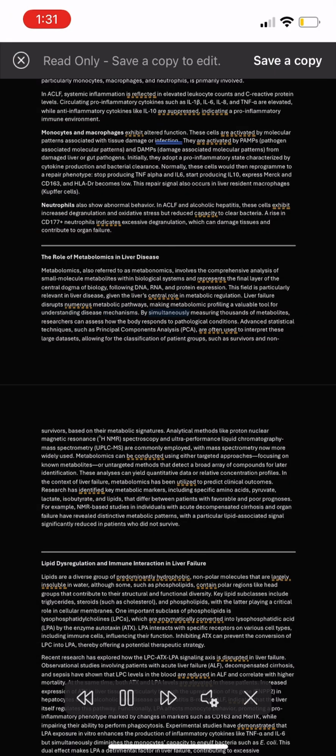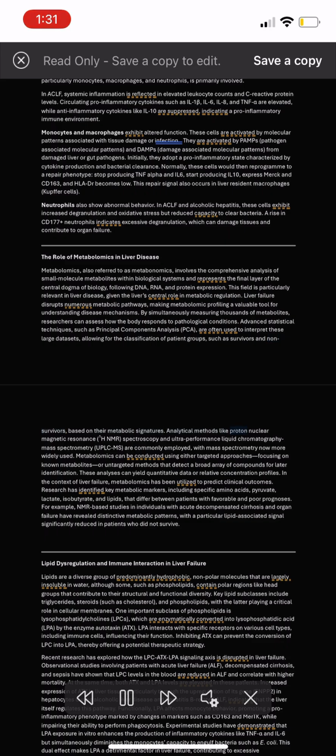By simultaneously measuring thousands of metabolites, researchers can assess how the body responds to pathological conditions. Advanced statistical techniques, such as principal components analysis, PCA, are often used to interpret these large datasets, allowing for the classification of patient groups, such as survivors and non-survivors, based on their metabolic signatures.